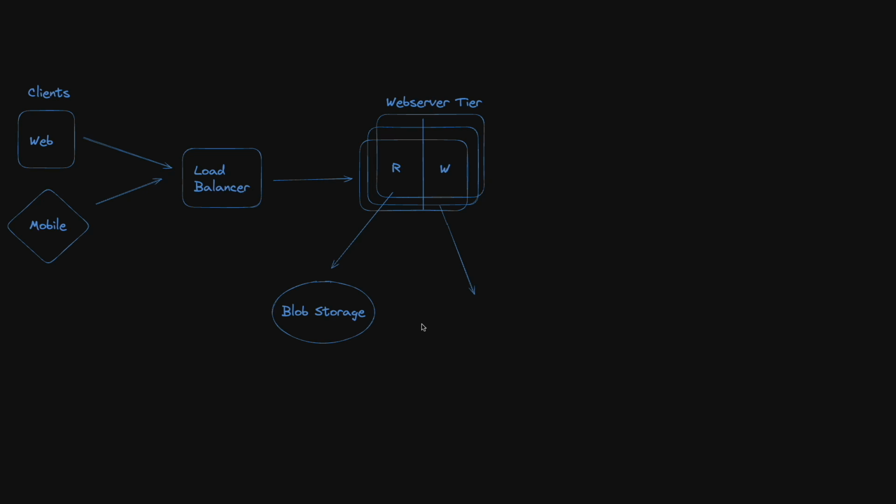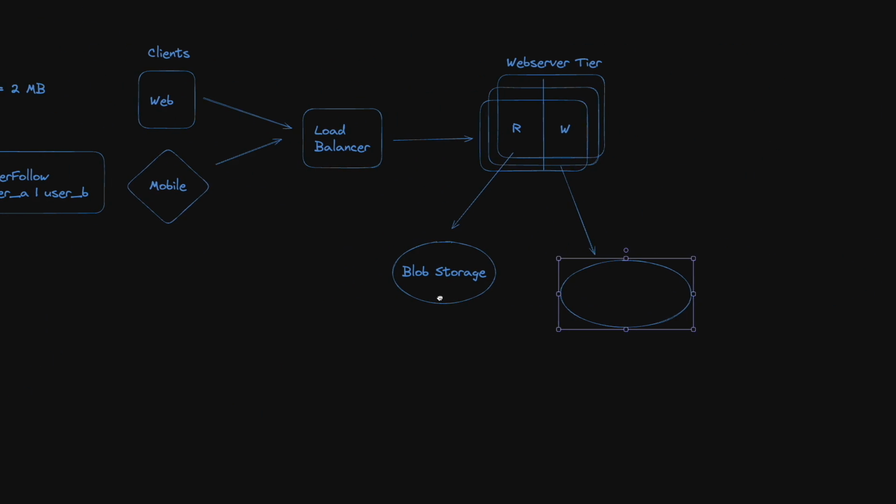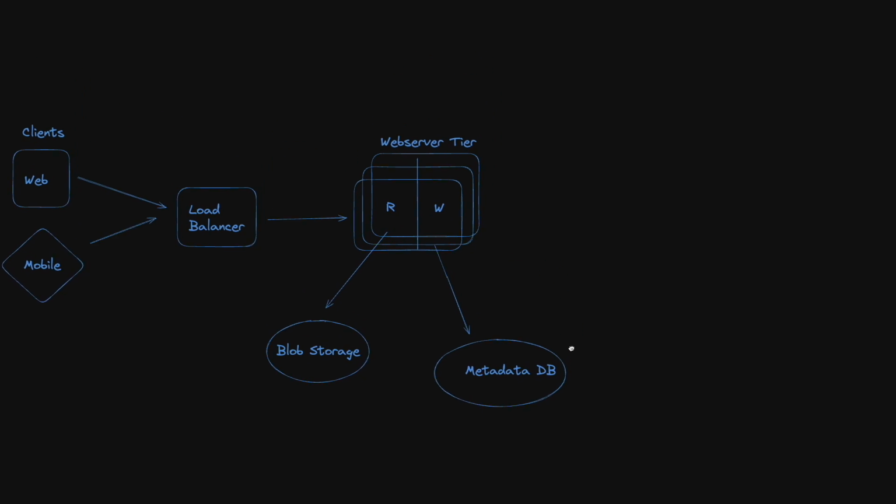Now, we're also going to need a metadata DB. We defined all of our models here, and we need to store them somewhere. We're not going to store them in the blob storage. So this is going to be our metadata DB, and this is where we're going to store all of those models.